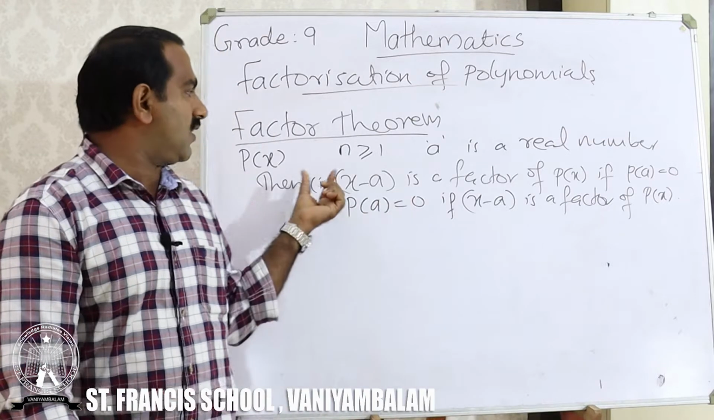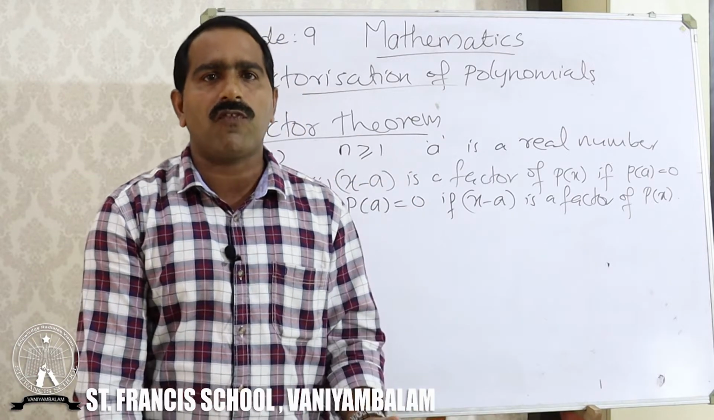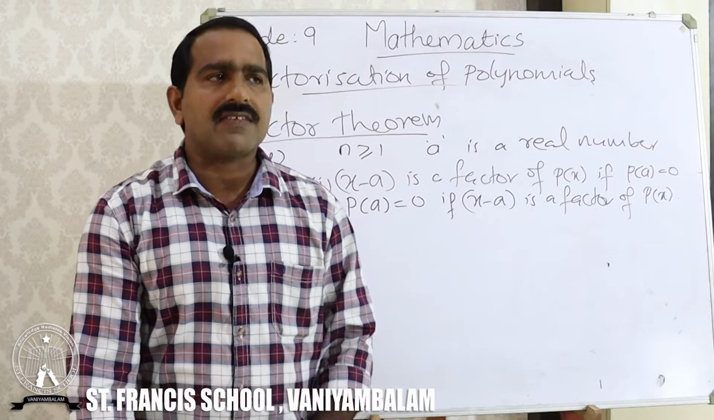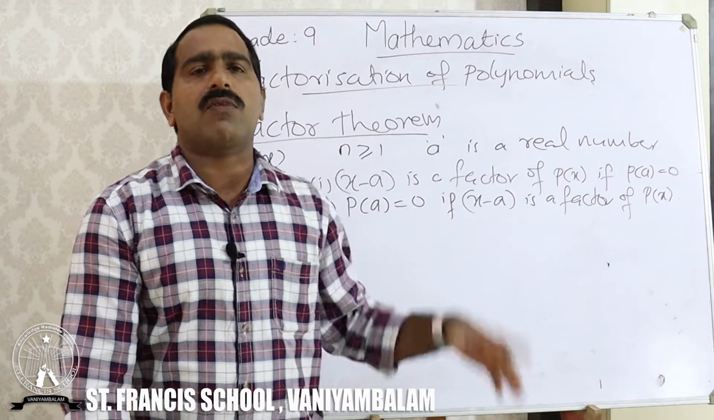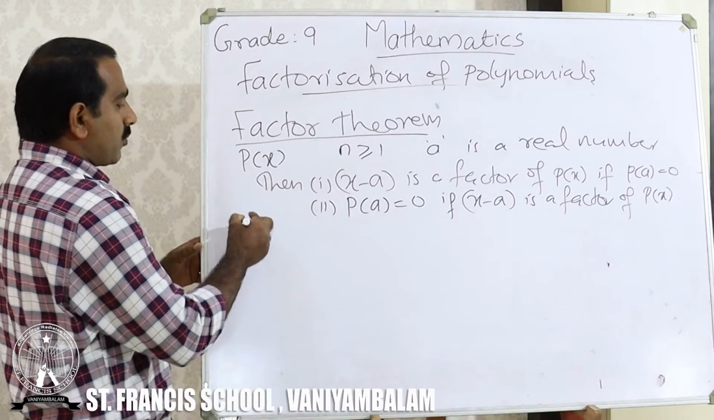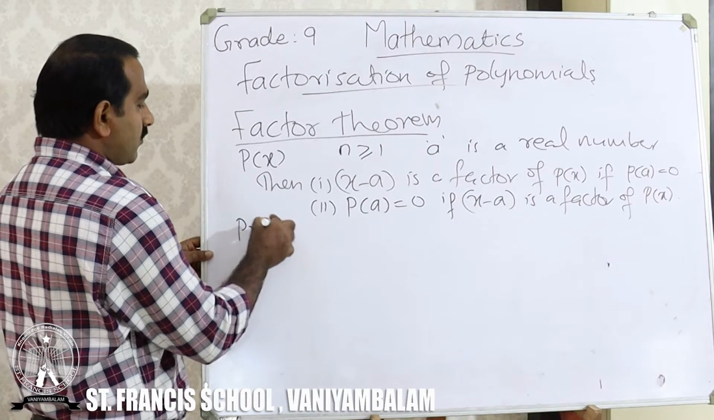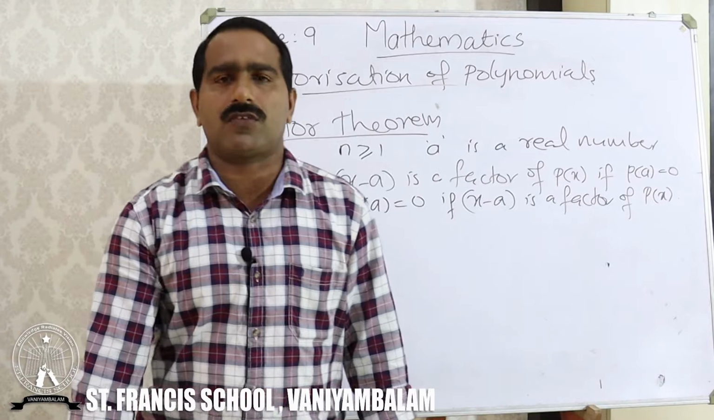Then the first one is: x minus a is a factor of P of x if P of a equals 0. The second one is: P of a equals 0 if x minus a is a factor. So we are going to prove it. How to prove this one? Proof of this statement. Proof of the factor theorem.